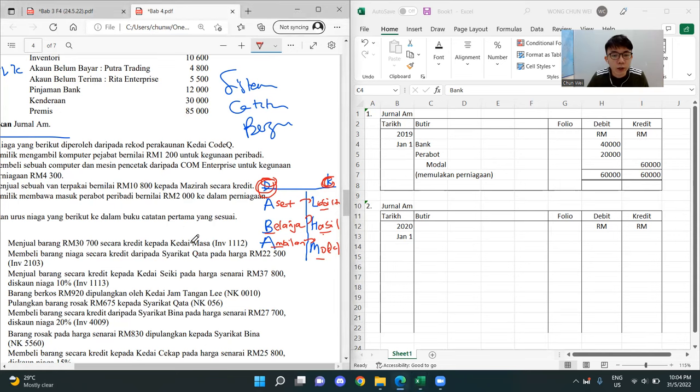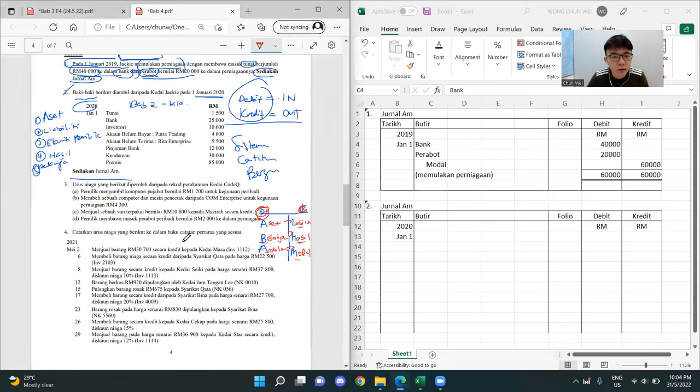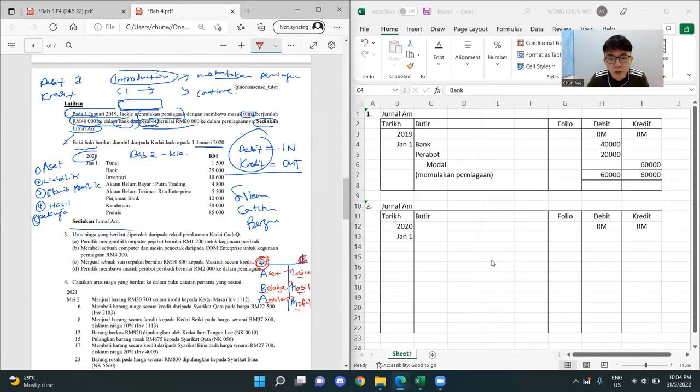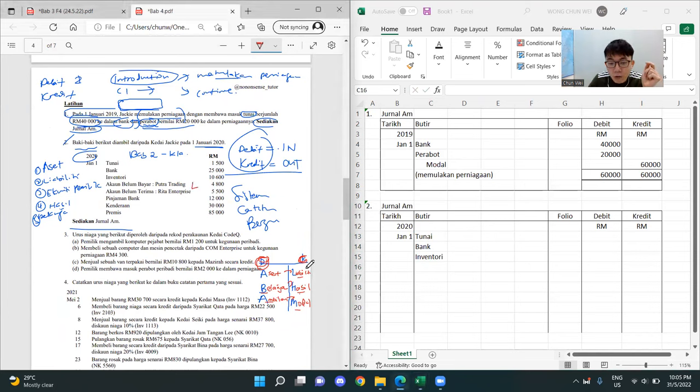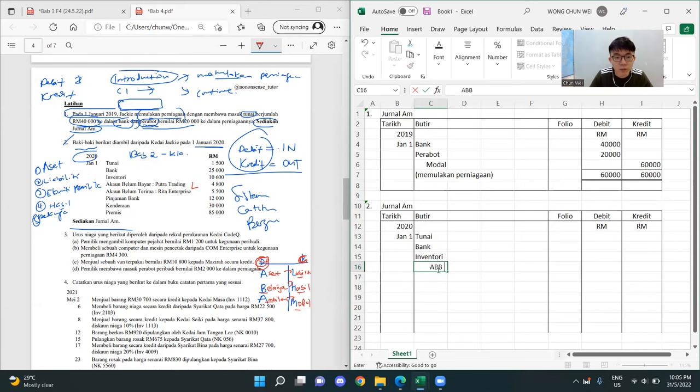For sure. Okay, so quickly, knowing this, now we apply this into it. For 2-9, we know that this is an asset. Bank is an asset, inventory is an asset. All this is already in chapter 2. But for account belum bayar, ABB is a liability. And if it's a liability, check here, L is in the credit side. Therefore, you need to space a gap of your thumb. So you put account belum bayar, ABB, Putra Trading.